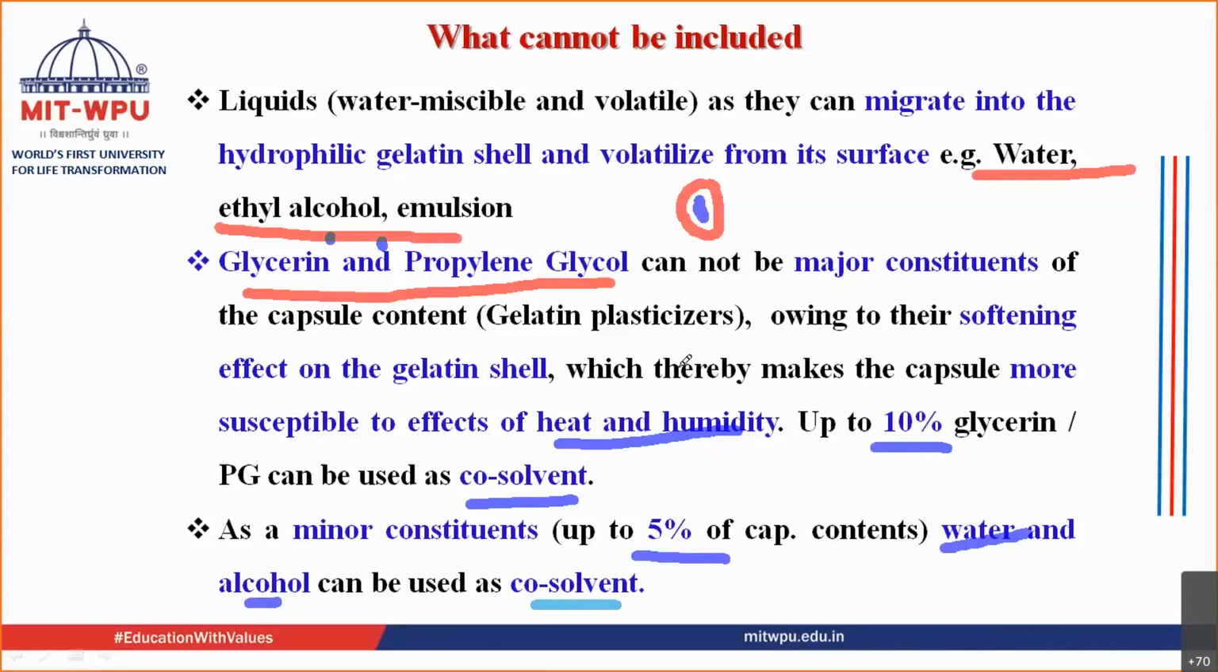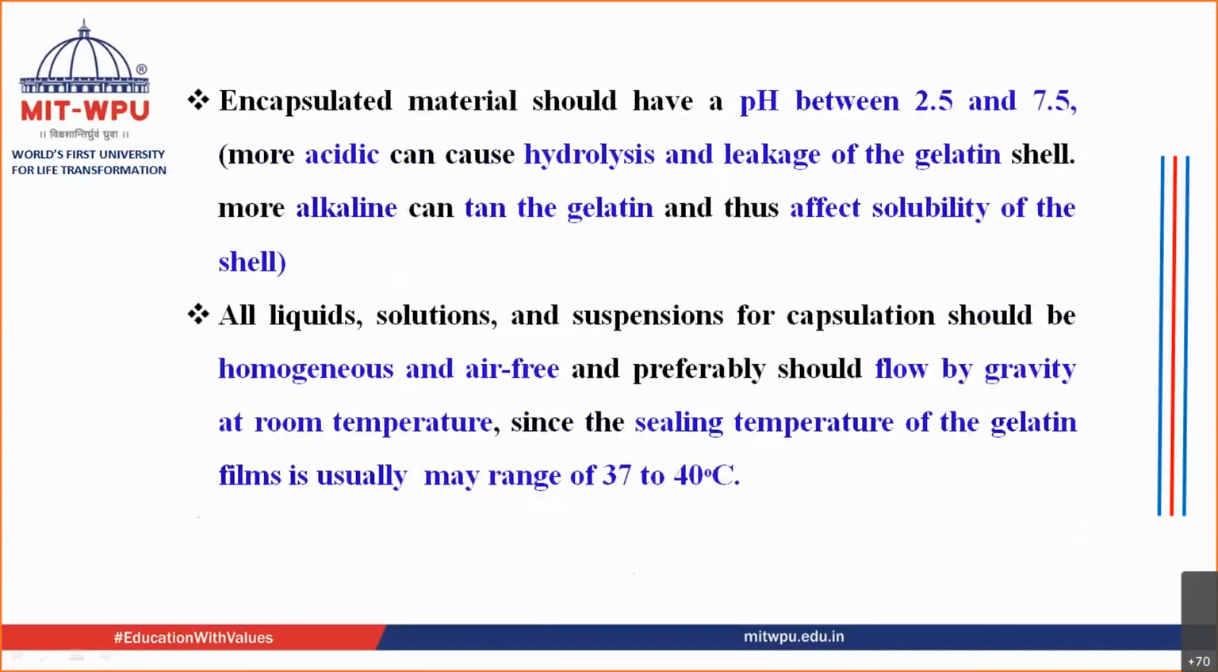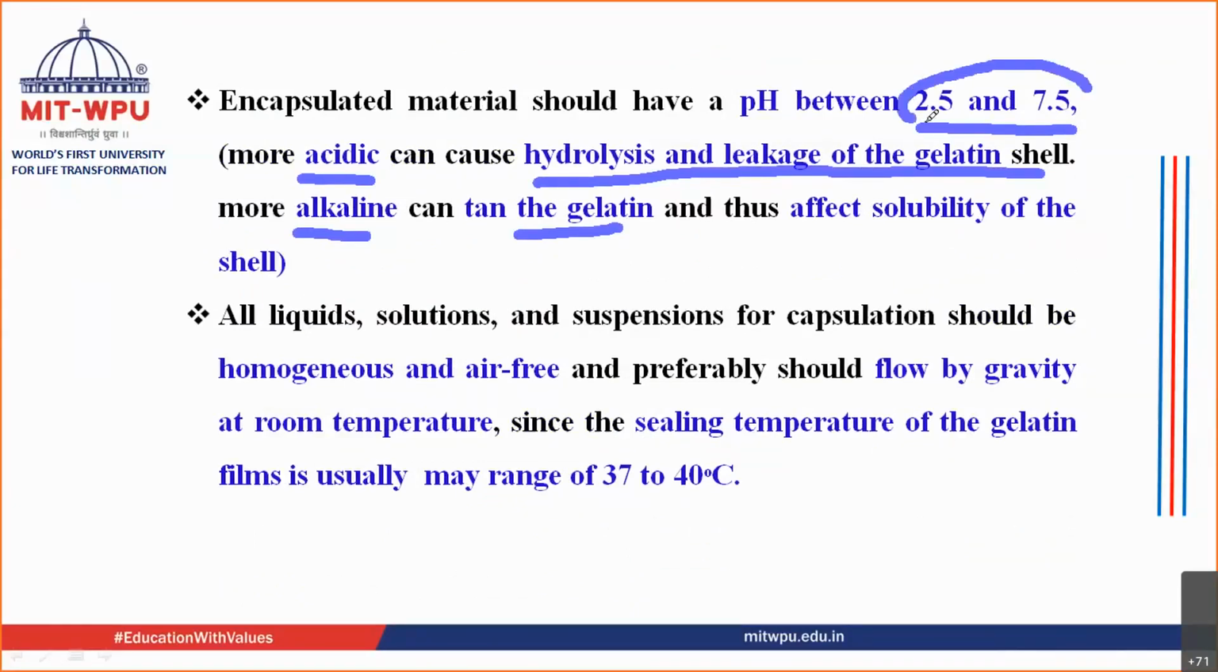The material in the capsule shell should have a pH between 2.5 and 7.5. Why? If the material is acidic in nature, below 2.5, it may cause hydrolysis and leakage of the soft gelatin shell. And if it is alkaline in nature, then it can tan the gelatin. Hence, whatever material you are packing should have a pH between 2.5 and 7.5.